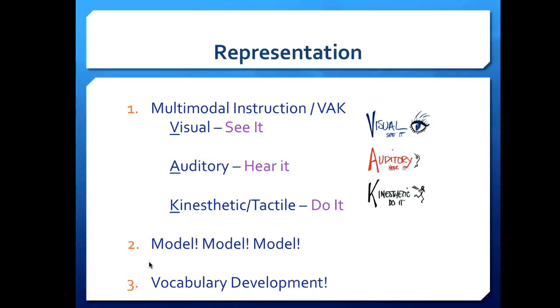So how are we going to address this in the classroom? Representation is very important. How are you going to present information so that students can access it, and how are you going to ask them to show you what they've learned? This is a simplified version of an always complex situation. Visual, auditory, and kinesthetic. Can you see it? Can you hear it? Can you do it? See it, hear it, do it.